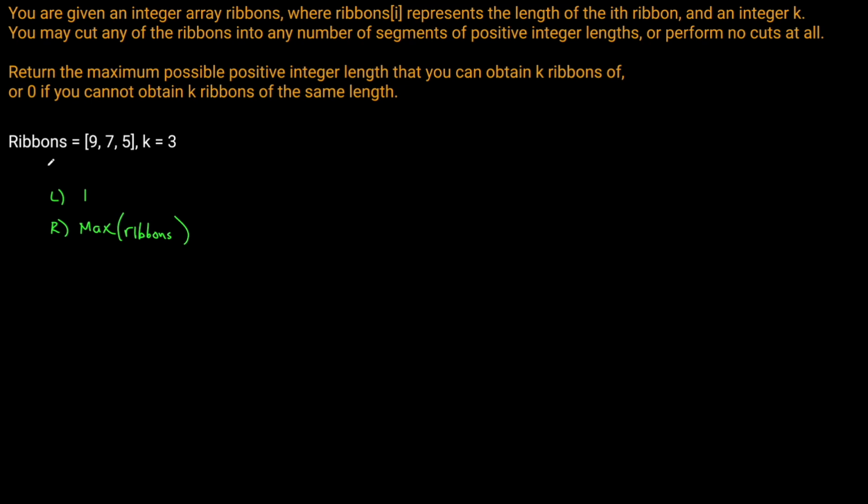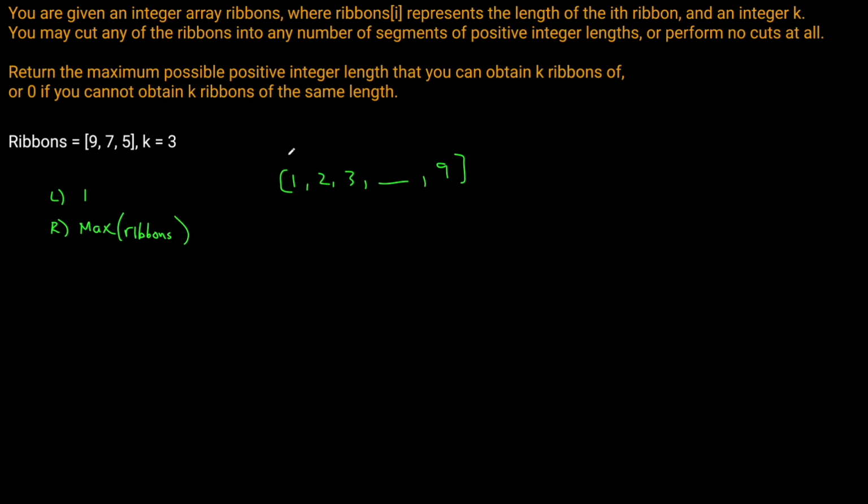So for this problem, we would have all potential cut lengths, which is going to be 1, 2, 3, dot, dot, dot, all the way up until 9. So these are our potential cut lengths that we could choose. Similar to the problem where we were shipping packages, we now have an ordered range, which is increasing by 1 each time, which means that this range is sorted.